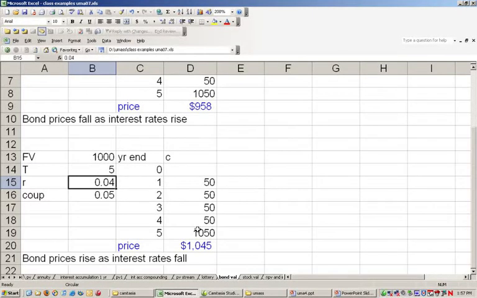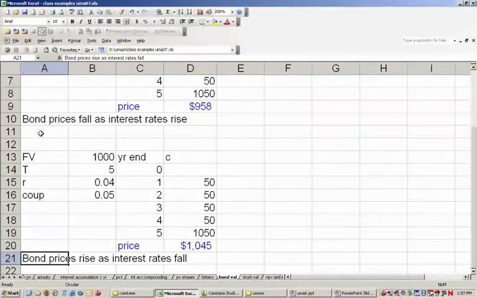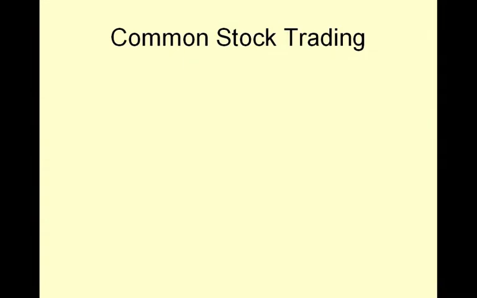And finally, a third interpretation is the general relationship, which is bond prices rise as interest rates fall. So just to see that again, bond prices will fall if interest rates rise, and bond prices will rise if interest rates fall.